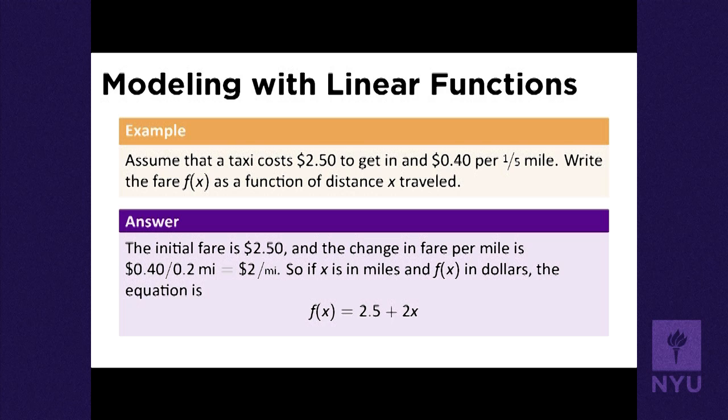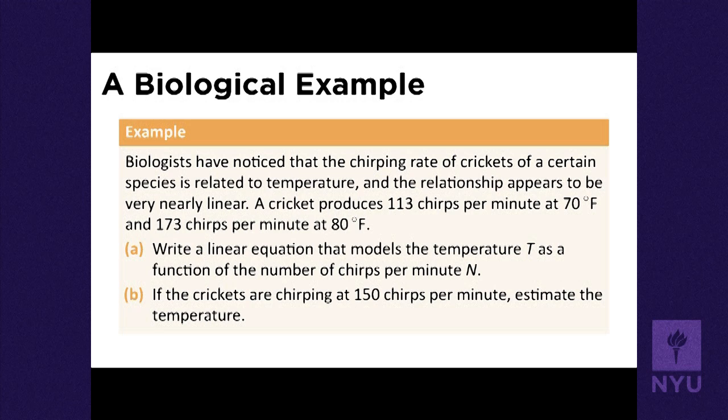Now, I'm glossing over some details which are going to be important next week, because cabs don't really work that way. If you travel between 0 and 1/5 of a mile, you still pay the full charge for that fifth of a mile. And this is a nice linear function. That function wouldn't actually be. But if it were nice and continuous, it would look something like this.